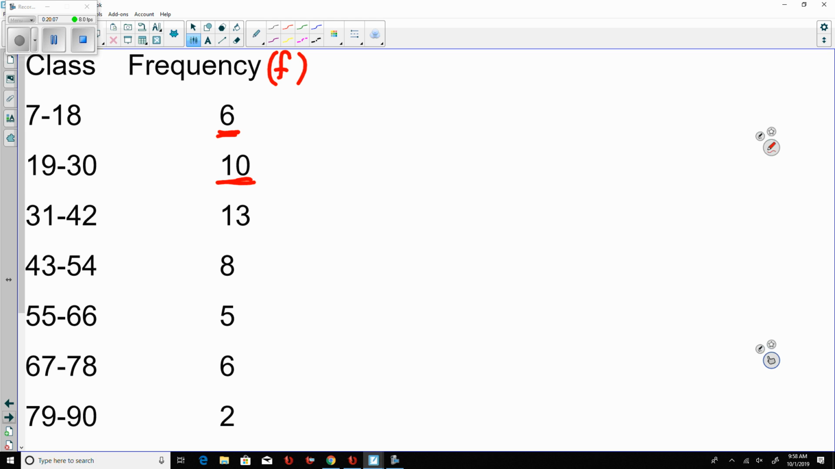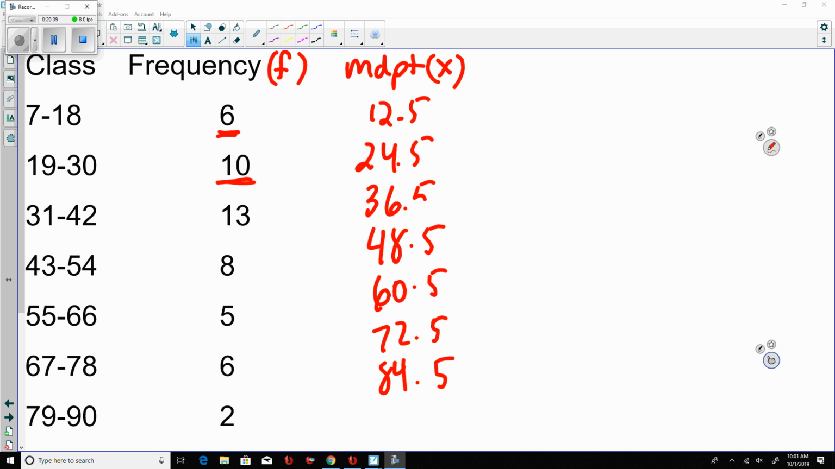All right, so in order to find the mean of the frequency distribution, I also need the midpoint, which is your x. And remember, the midpoint is the lower limit plus the upper limit divided by 2, that we've already been quizzed on. So I have to take my 7 plus 18, divide it by 2. So go ahead and find the midpoints of all the classes. Okay, so there are your midpoints.